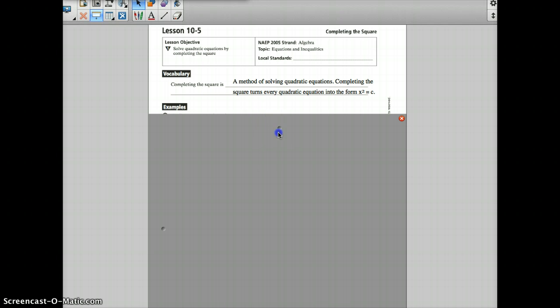In order to complete the square, the first thing we have to understand is what is a perfect square trinomial. Think back to chapter 9 when we talked about the trinomial squared, and we have to FOIL, our first, outer, inner, and last. We can't just square the first term and the second term.